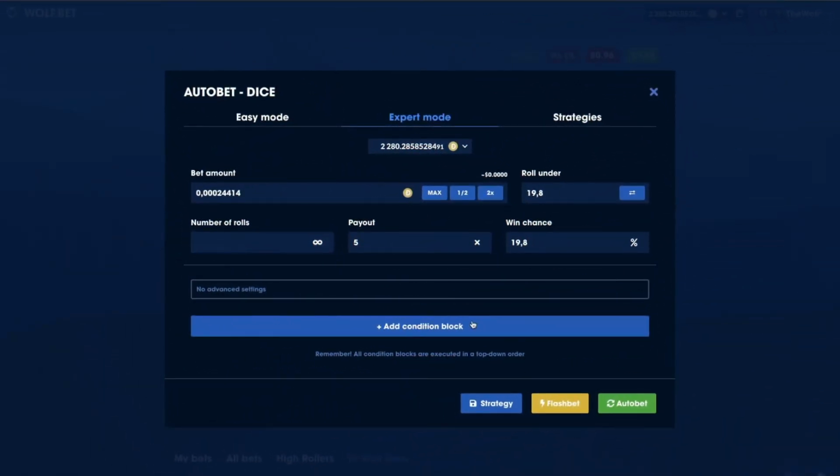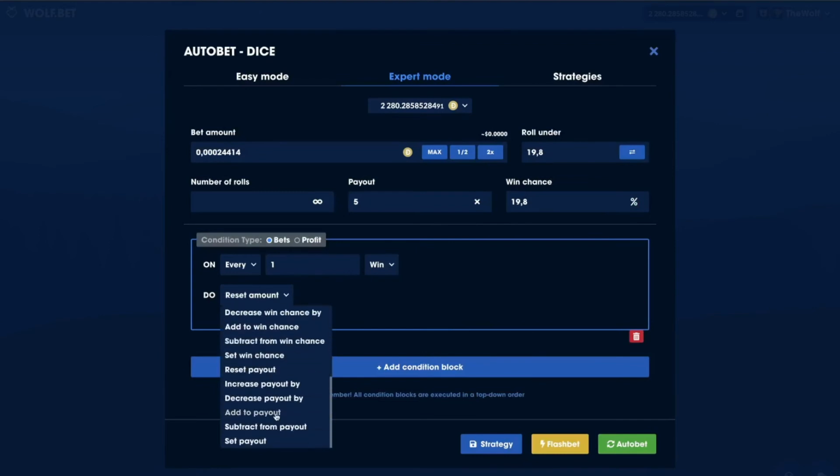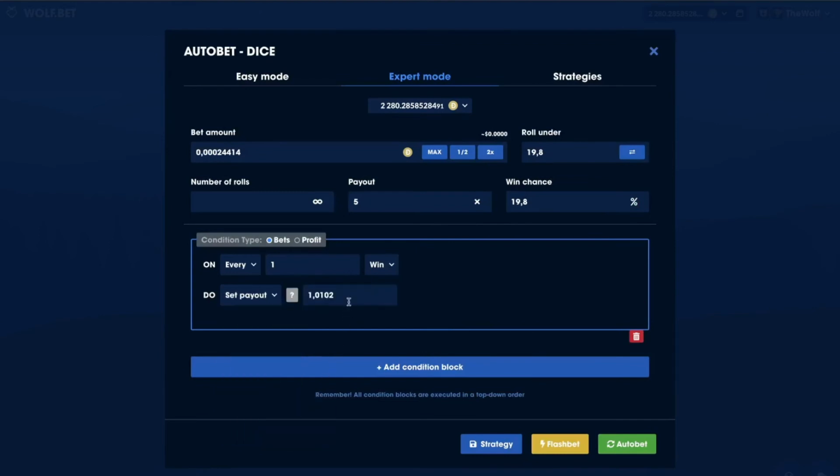Finally, you can also change your payout to a custom value at any given point. Simply click Set Payout and type your desired value. In this example, I will choose to change to a payout of 15x on a streak of 2 wins.